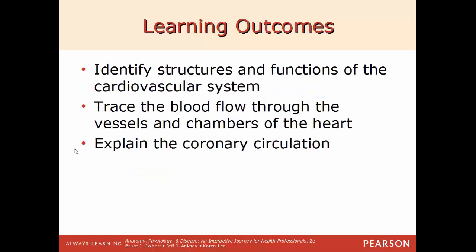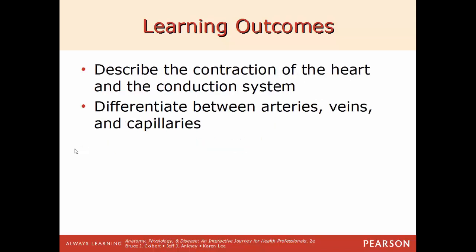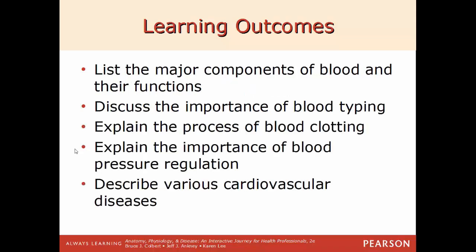Learning outcomes for this chapter: be able to identify structures and functions of the cardiovascular system, be able to trace the blood flow through the vessels and through the chambers of the heart, explain the coronary circulation, describe the contraction of the heart and the conduction system, be able to differentiate between arteries and veins and capillaries, list the major components of blood and their functions, be able to discuss the importance of blood typing, explain the process of blood clotting, explain the importance of blood pressure regulation, and lastly, be able to describe various cardiovascular diseases.